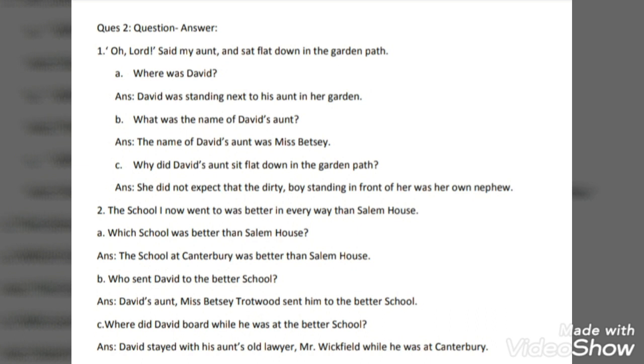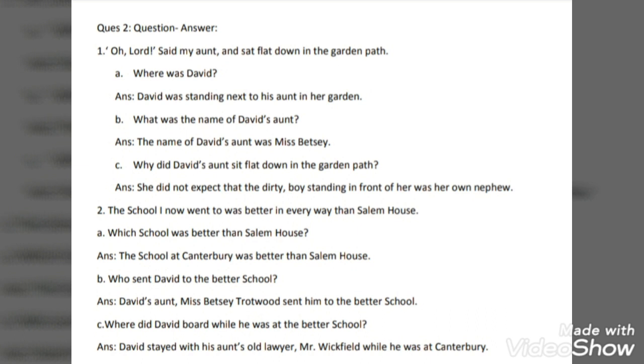Now students, come to question number 3. "The school I now went to was better in every way than Salem House." Question A. Which school was better than Salem House? The school at Canterbury was better than Salem House. Now come to question B. Who sent David to the better school? David's aunt, Miss Betsy Trotwood, sent him to the better school.